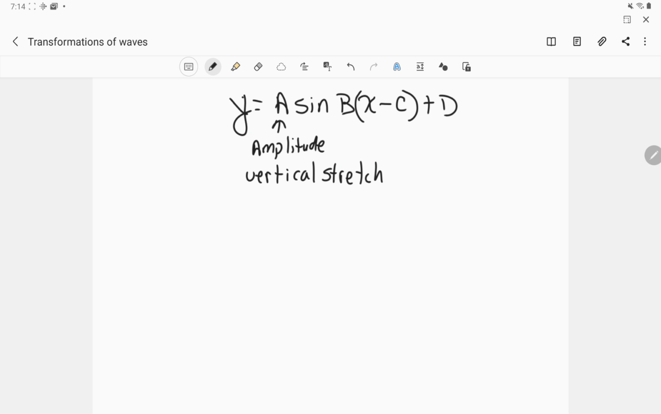And in order to figure it out graphically, you multiply your y values by whatever number is there. So that is what your A is for. Your A is your amplitude, which is a vertical stretch. So if you've got like a 4 there, it's a vertical expansion by 4. If you have like a fourth there, it's a vertical compression by a fourth because it's going to vertically smush it by a fourth.